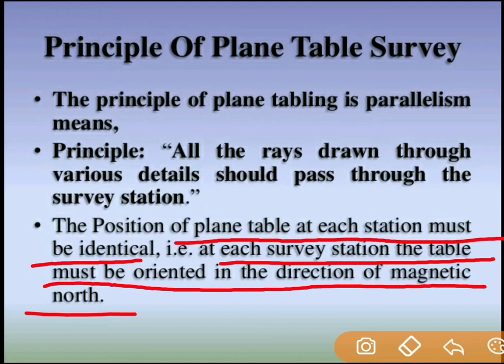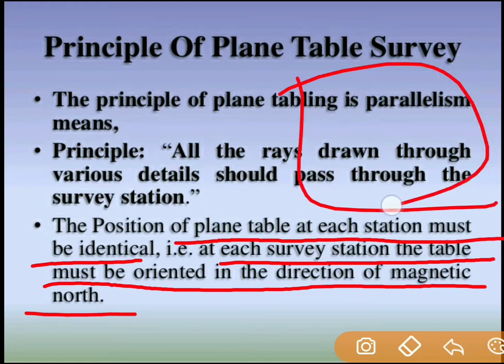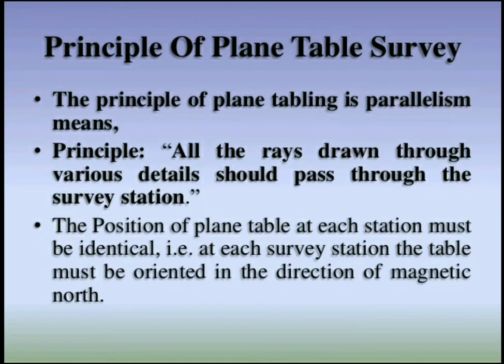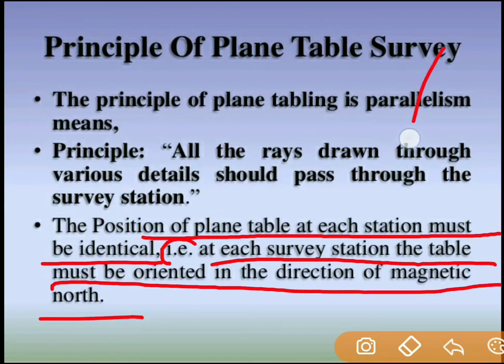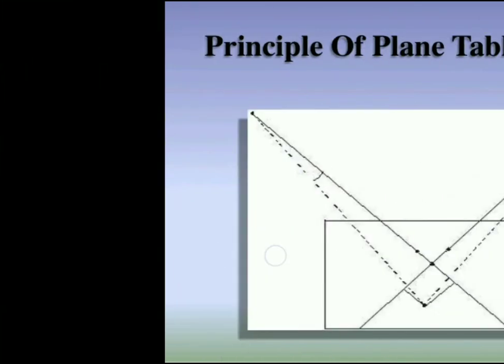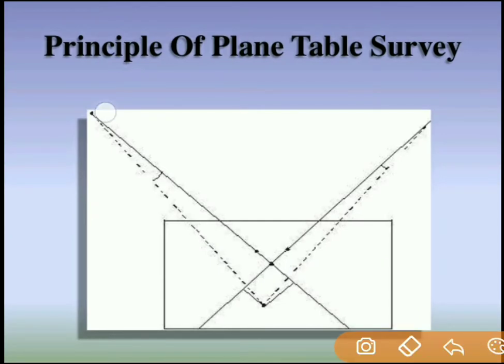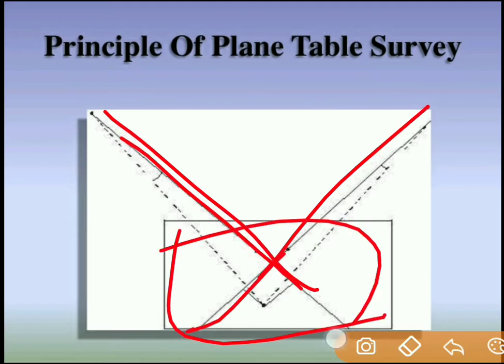What is the meaning of that? The position of the plane table at each station must be identical. Here this is the plane table, and here we fix it. At each survey station, the table must be oriented in the direction of magnetic north. For example, if we fix the magnetic north in this direction, we have to maintain the direction always in that direction only, right? Clear? Look here, we can draw the rays like this, right? Clear?